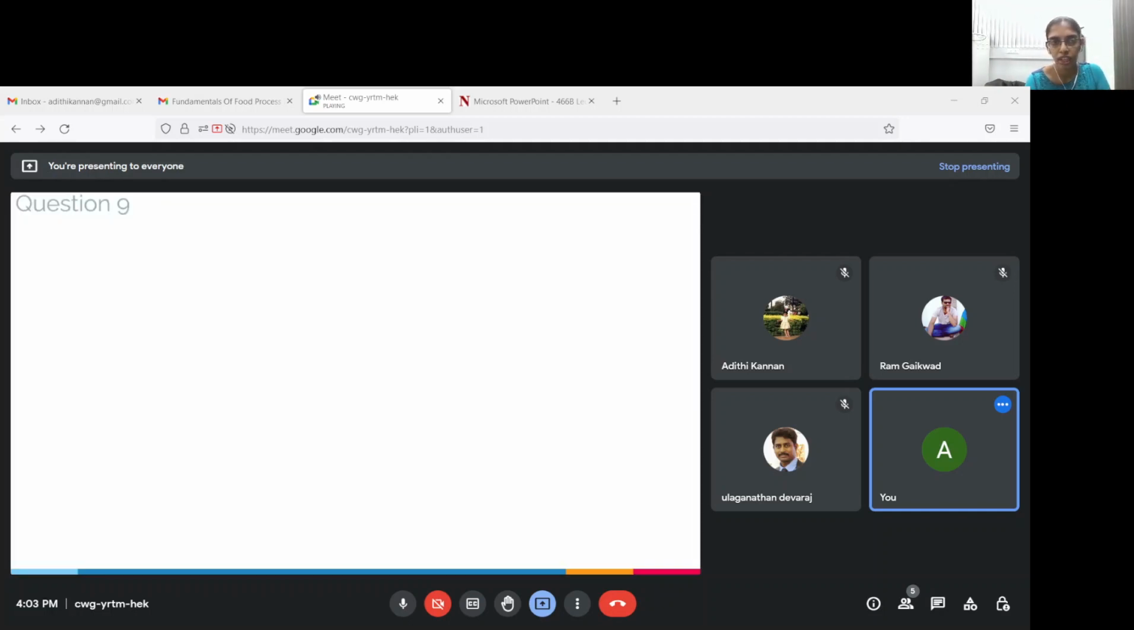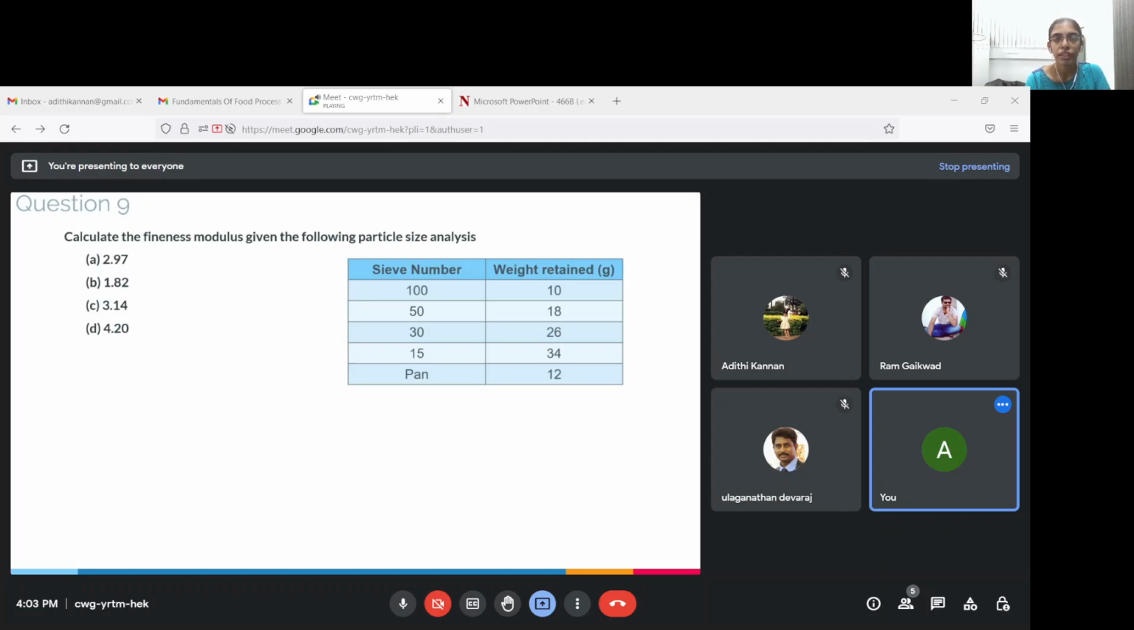Moving on to question 9. Calculate the fineness modulus given the following particle size analysis. As I mentioned, in a product or a feed, all the particles will not be of the same size. You will have a distribution here, and because of the distribution, each particle will be of a different diameter.